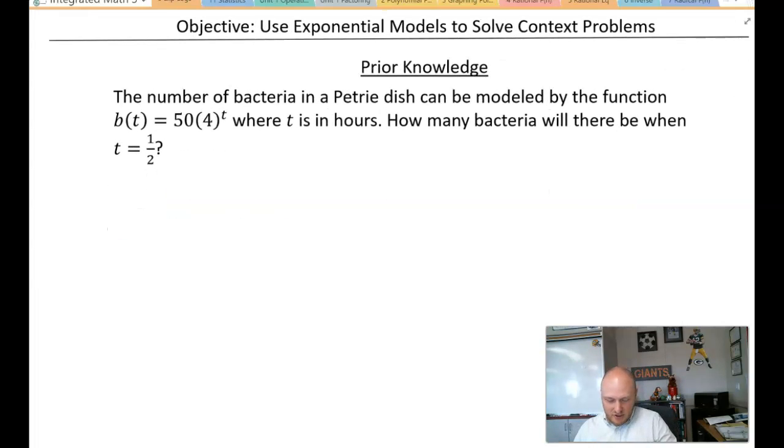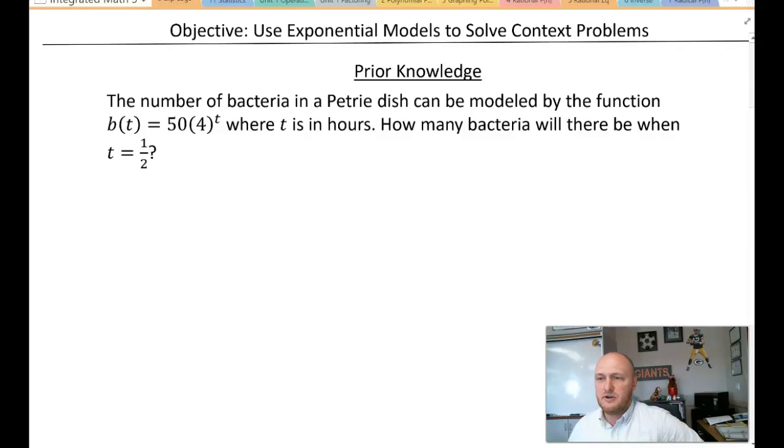All right, prior knowledge. Go ahead and pause the video and try this. It says here the number of bacteria in a petri dish can be modeled by the function b of t, which is equal to 50 times 4 to the power of t, where t is in hours. So quick question, how many bacteria will there be when t is equal to 1/2? Pause the video and give this a go.